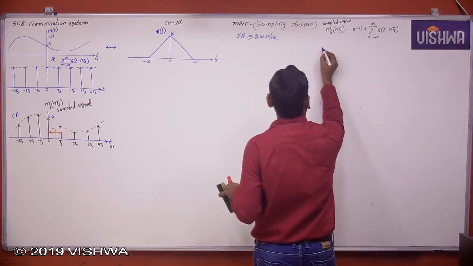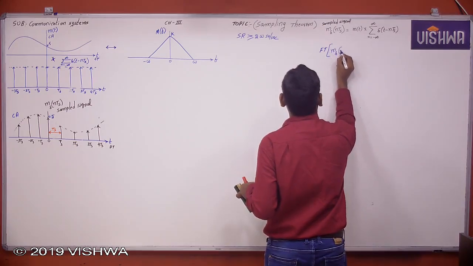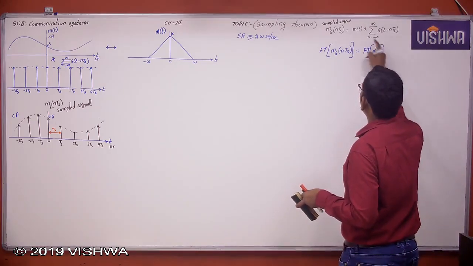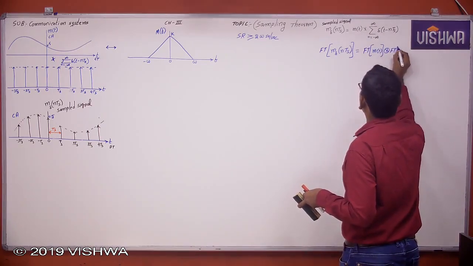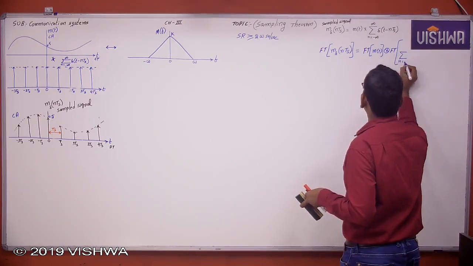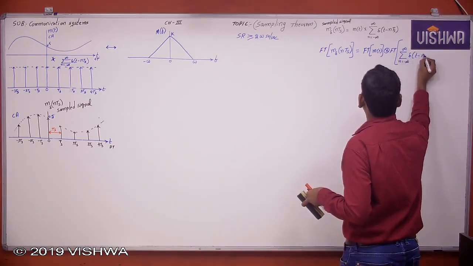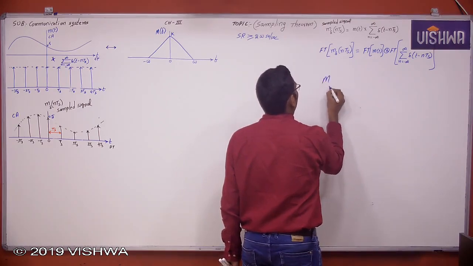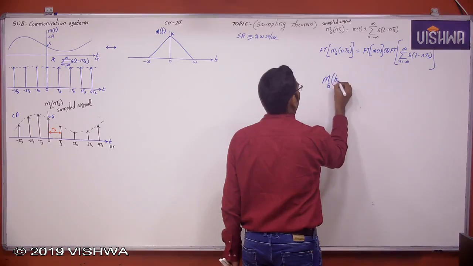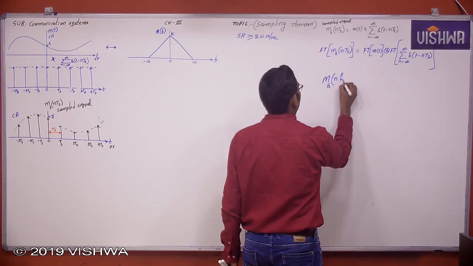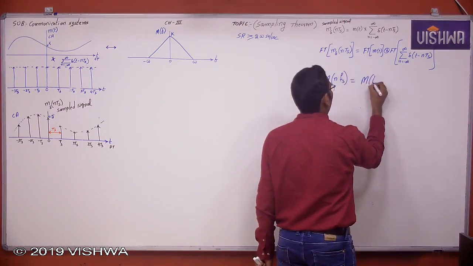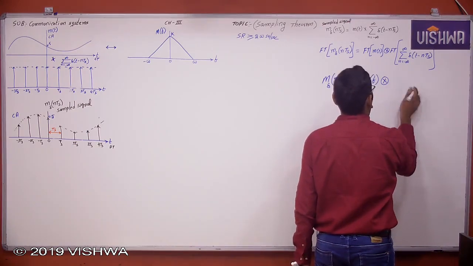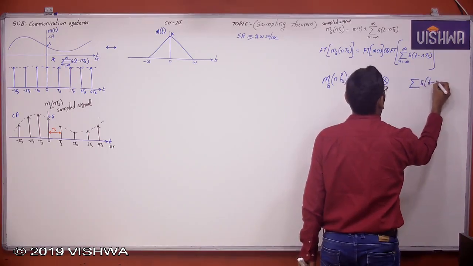For this we want to apply the Fourier transform. Fourier transform of m delta of n ts is equal to Fourier transform of m of t multiplied by the Fourier transform of summation n equal to minus infinity to infinity delta of t minus n ts. This is multiplication in time domain, convolution in frequency domain. So capital M delta of n fs equals M of f convolved with the Fourier transform of this, which is 1 by ts summation delta of f minus n into fs.